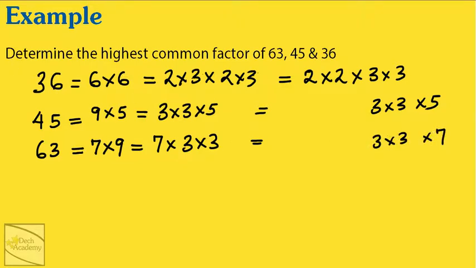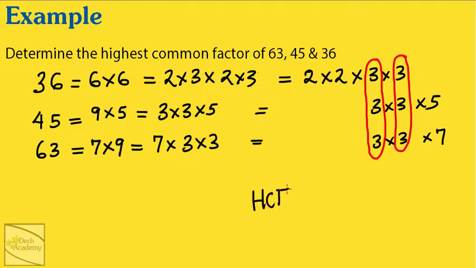So to determine the common factors, let's see what's common in all the numbers. Well, I have 3 here, and we have 3 in each case here. Therefore, the HCF is 3 times 3, which is 9. Notice that 2 appears in 36 but doesn't appear here and doesn't appear here.